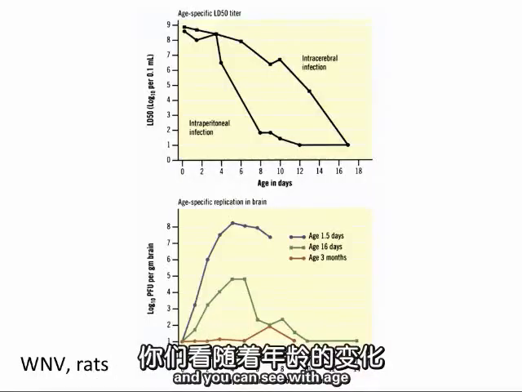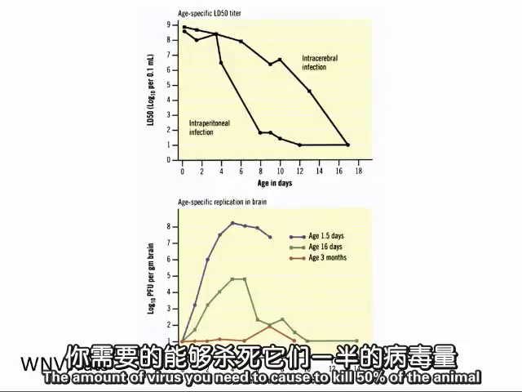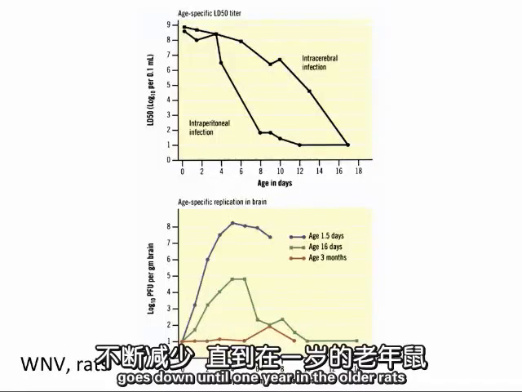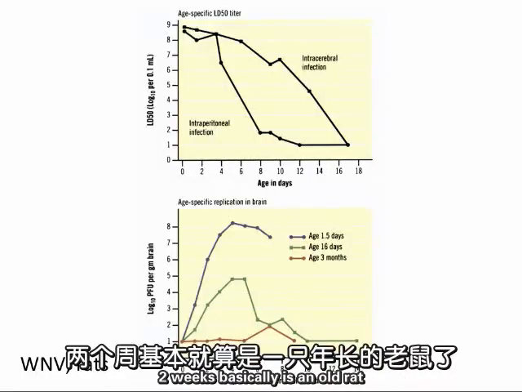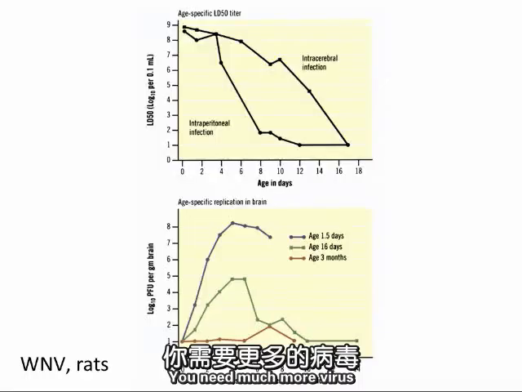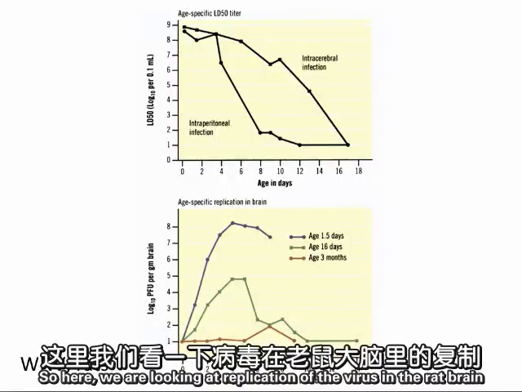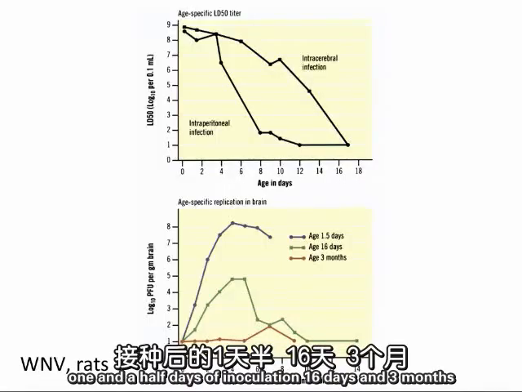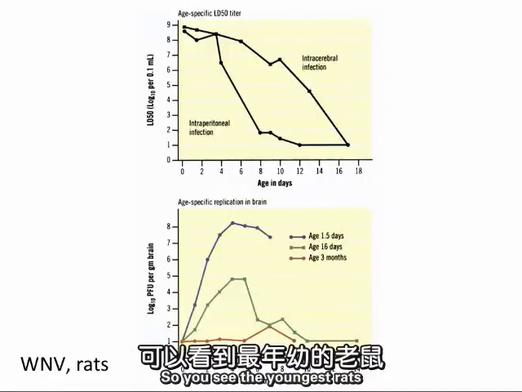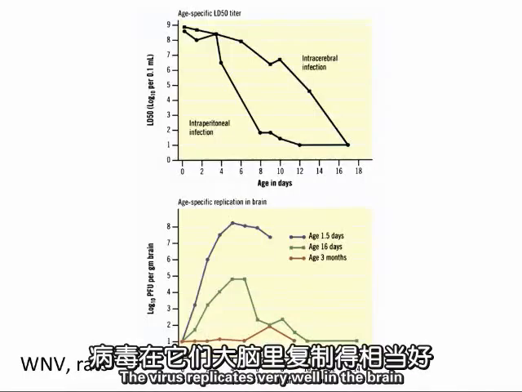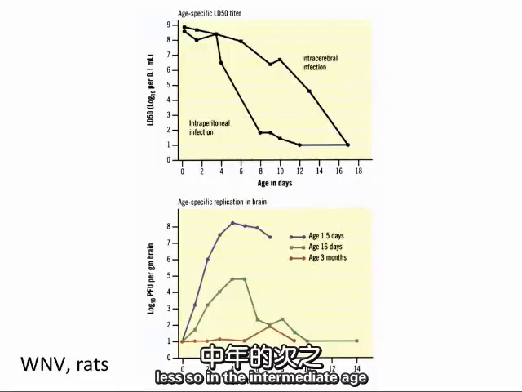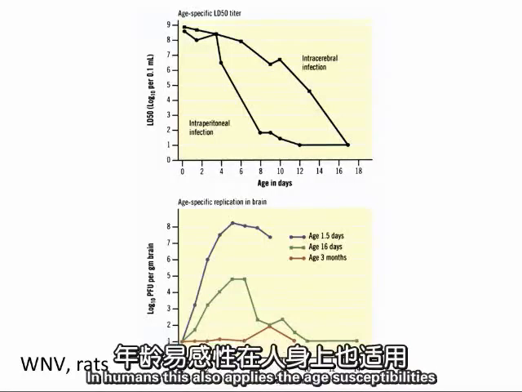And as you can see, with age, the amount of virus you need to kill 50% of the animal goes down until when you're in the older rats, 2 weeks basically is an old rat, you need much more virus. And this correlates with replication in the brain. So here we're looking at replication of the virus in the rat brain, 1.5 days of inoculation, 16 days and 3 months. So you see the youngest rats, the virus replicates very well in the brain, less so in the intermediate age, and then hardly at all in 3-month-old rats.